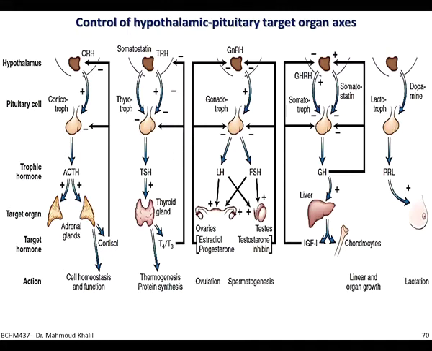The last one is the secretion of dopamine, which will affect another specific type of cells in the anterior pituitary, called lactotrophs, which will release prolactin to the general circulation, and it will affect the mammary glands for the process of lactation during breastfeeding. We'll deal with each of these axes in our course separately.